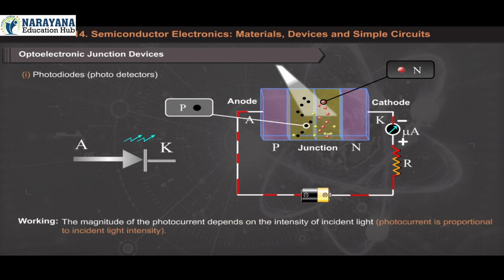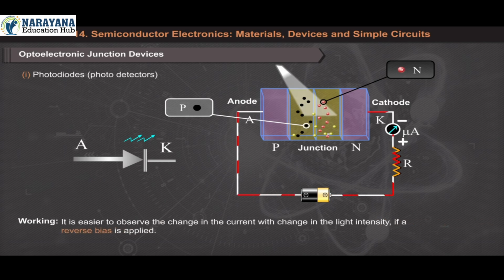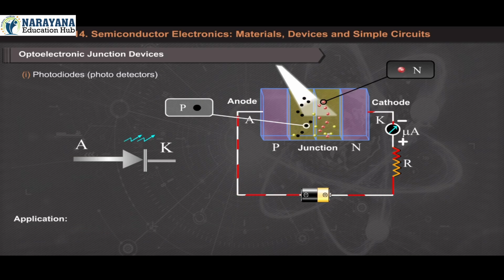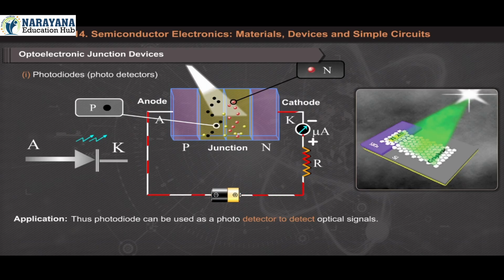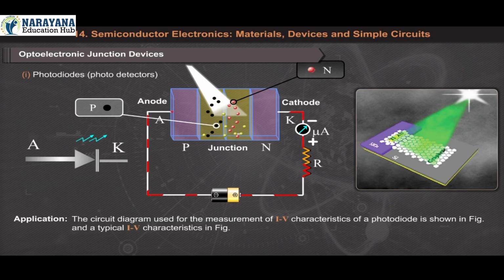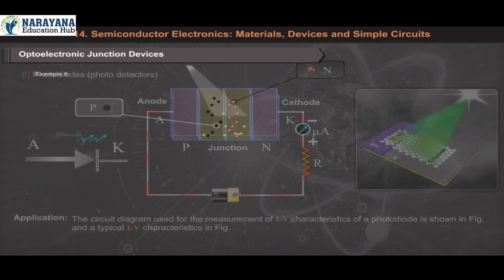The magnitude of the photocurrent depends on the intensity of incident light, that is, photocurrent is proportional to incident light intensity. It is easier to observe the change in the current with change in the light intensity if a reverse bias is applied. Application. Thus, a photodiode can be used as a photodetector to detect optical signals. The circuit diagram used for the measurement of IV characteristics of a photodiode is shown in the figure, and typical IV characteristics in the figure.